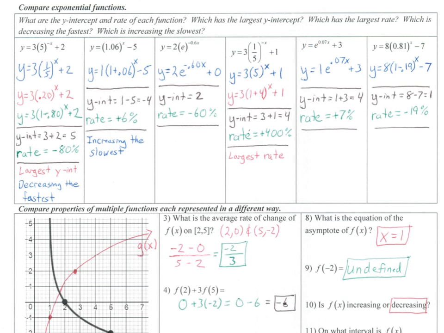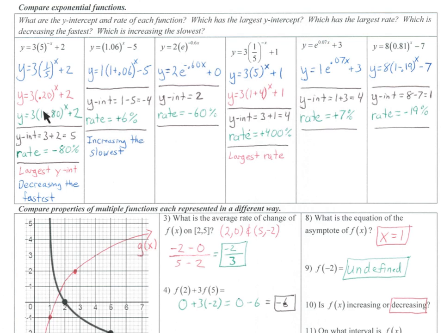Now my rate, why is it negative 80%? Well, what I want to do is change this into a decimal. 1 divided by 5 is 0.2. Then I have to think, okay, 1 minus what is 0.2, and that would be 0.80. So you have to think of this as 1 minus something, because it's below 1. So that's where the negative 80% came from.